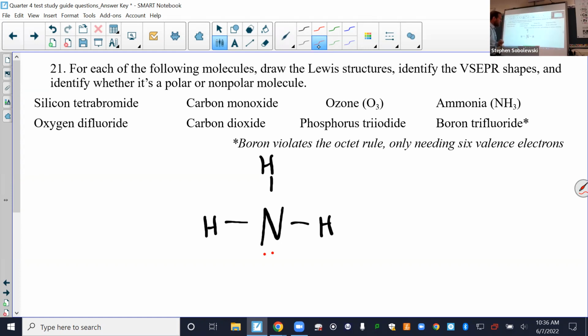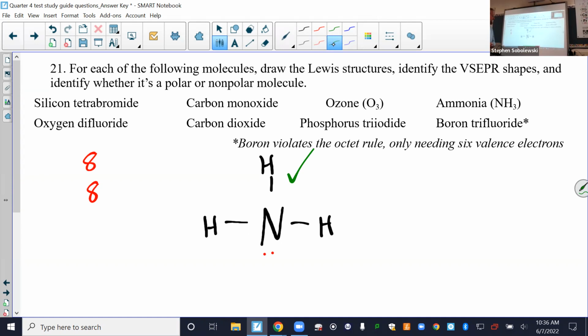Let's check if this is correct. So I count 2, 4, 6, 8 around it. Nitrogen has 5 valence electrons. Hydrogen has 1, so 3 hydrogens is 3. 5 and 3 is 8. Hey, we're good. That's the Lewis structure.